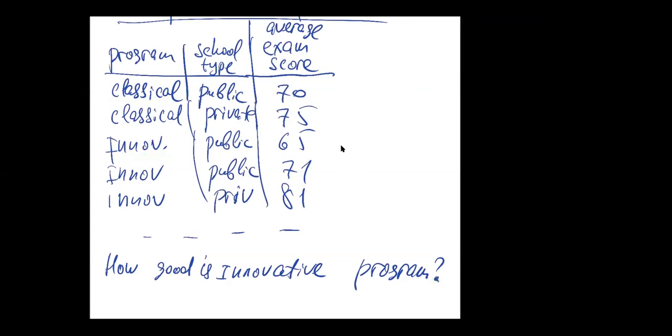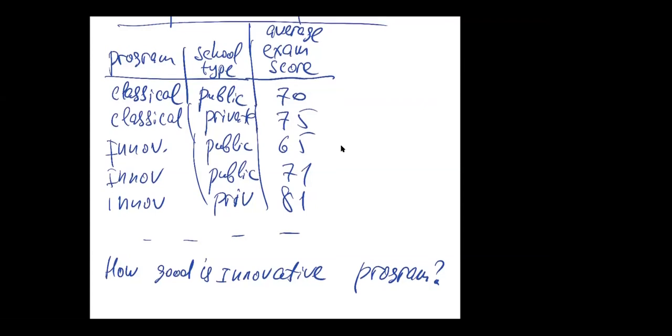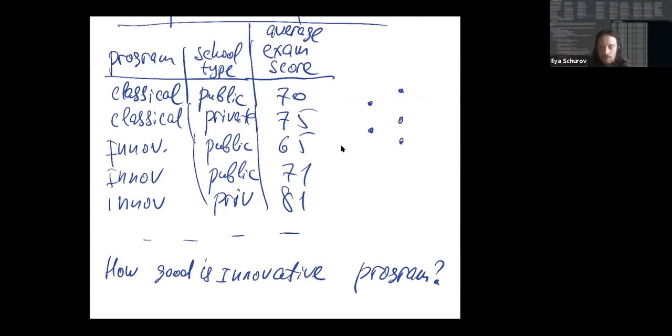So first we could create two plots. I think they would be simple plots, like one dot is 70, one dot is 75, and it's the first plot. And the second plot, we put three dots for the innovative program, we connect them, and we have the second plot, and we compare. So you have some picture like this. So, and what do you compare?